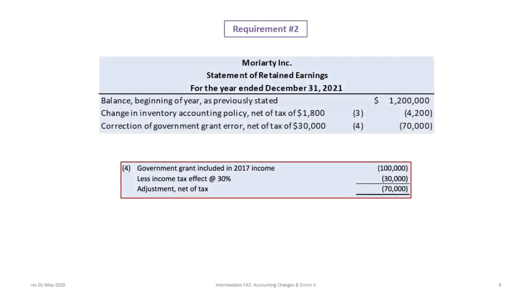The next item will be the correction of the government grant error. The government grant that's included in the 2020 income was $100,000. It shouldn't have been included in income, so we need to subtract $100,000, but of course there's an income tax effect of 30%, so $30,000, which means a net adjustment after tax of $70,000. So we're going to deduct that from the retained earnings.